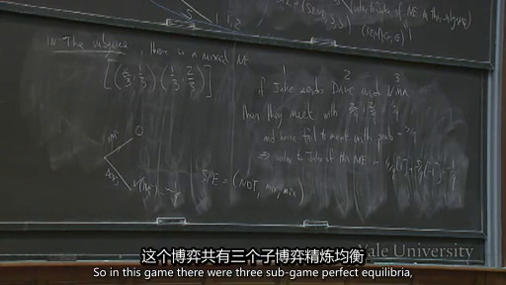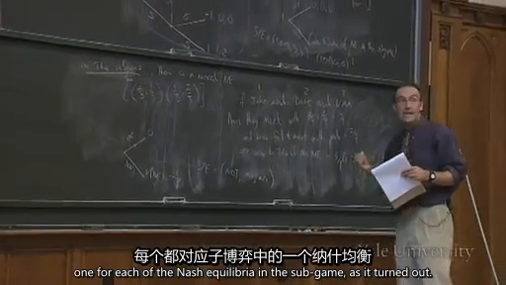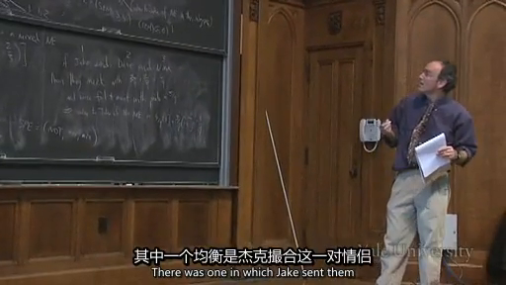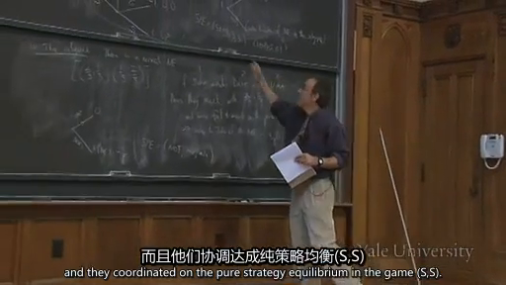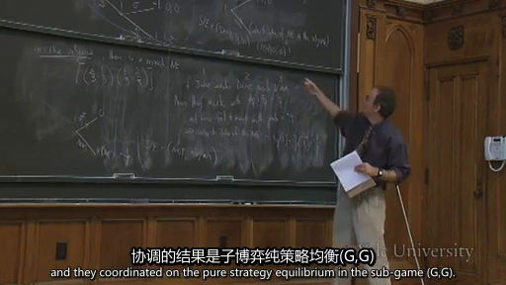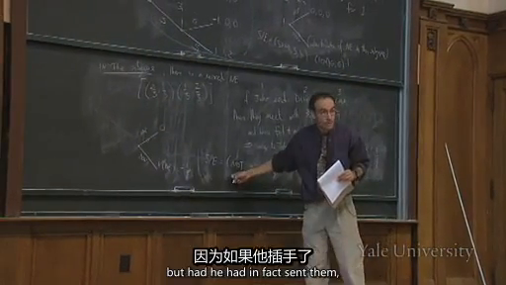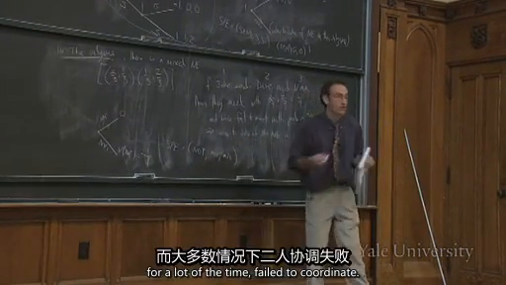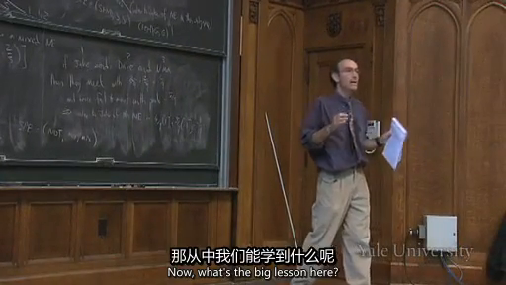All right, so in this game there were 3 subgame perfect equilibria, 1 for each of the Nash equilibria in the subgame, as it turned out. There was one in which Jake sent them, and they coordinated on the pure strategy equilibrium in the game SS. There was one in which Jake sent them, and they coordinated on the pure strategy equilibrium in the subgame GG. And there's one in which Jake didn't send them, but had he in fact sent them, they would have both mixed, and hence, for a lot of the time, failed to coordinate. All right? And what's the big lesson here?